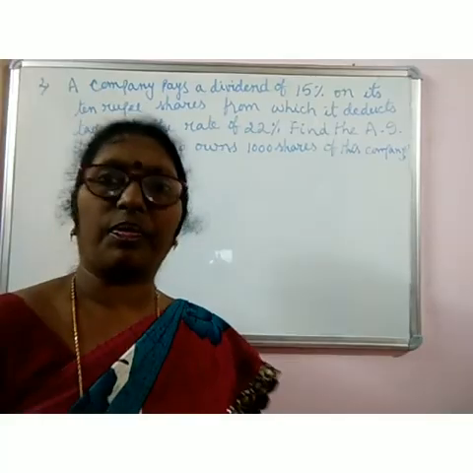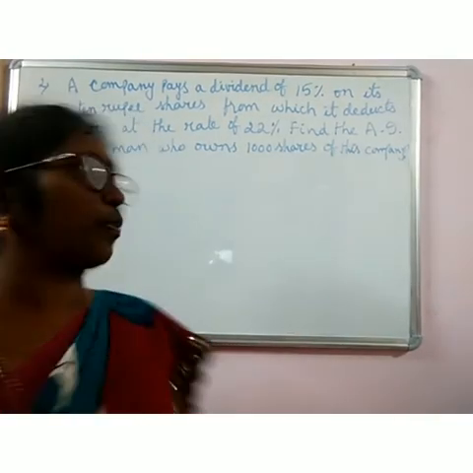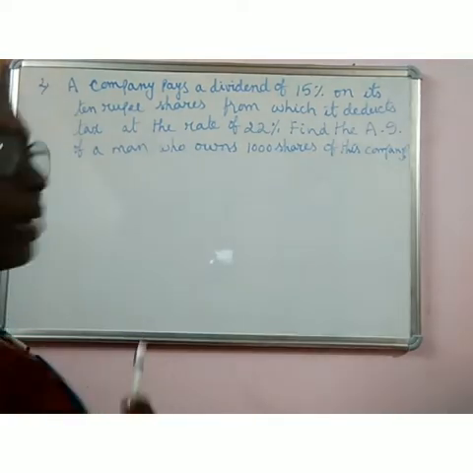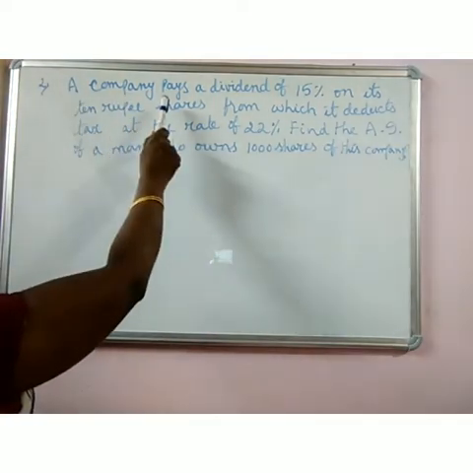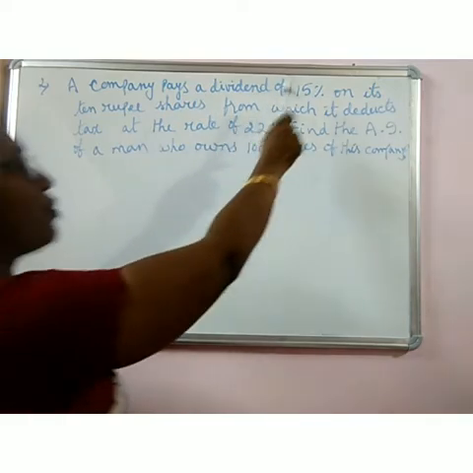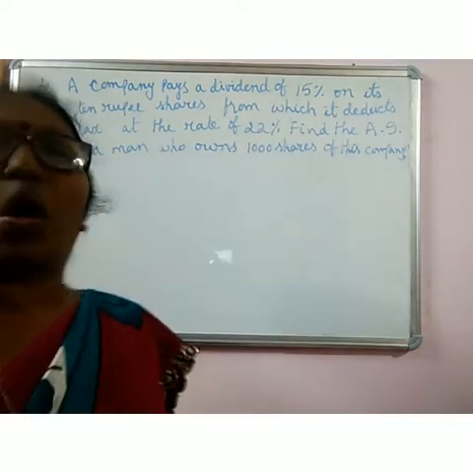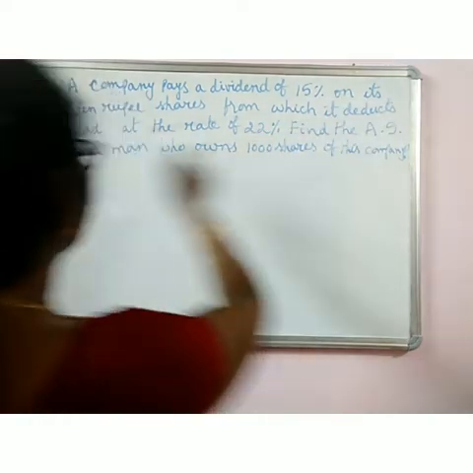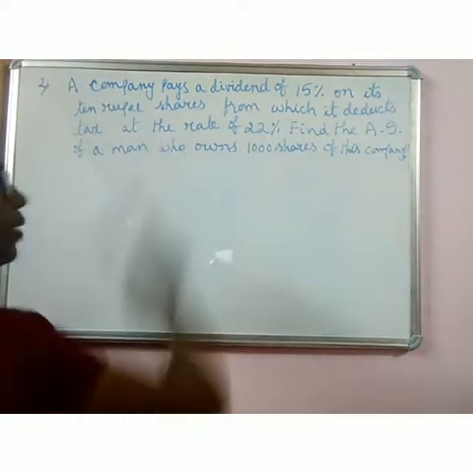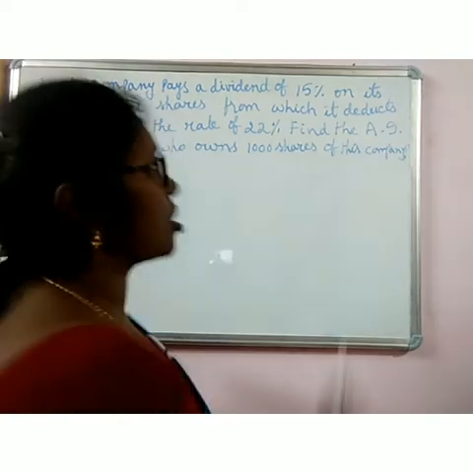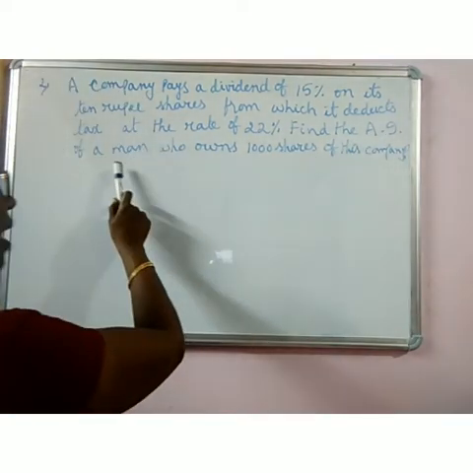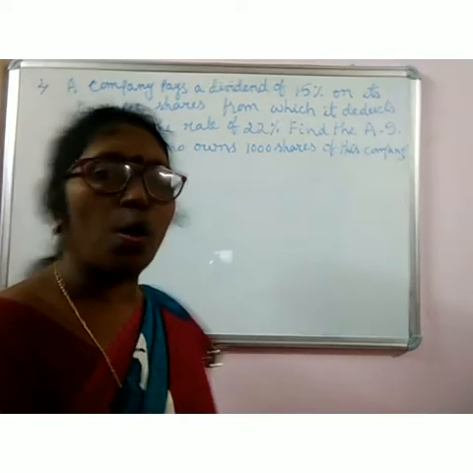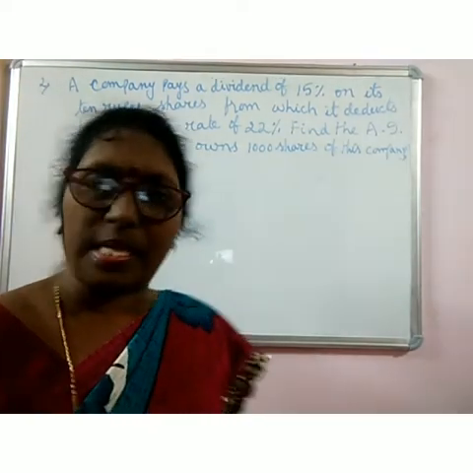Okay. Now let us solve the second problem. Your second problem is, a company pays a dividend of 15% on its 10 rupee shares, from which it deducts tax at the rate of 22%. Find the annual income of a man who owns 1000 shares of this company.